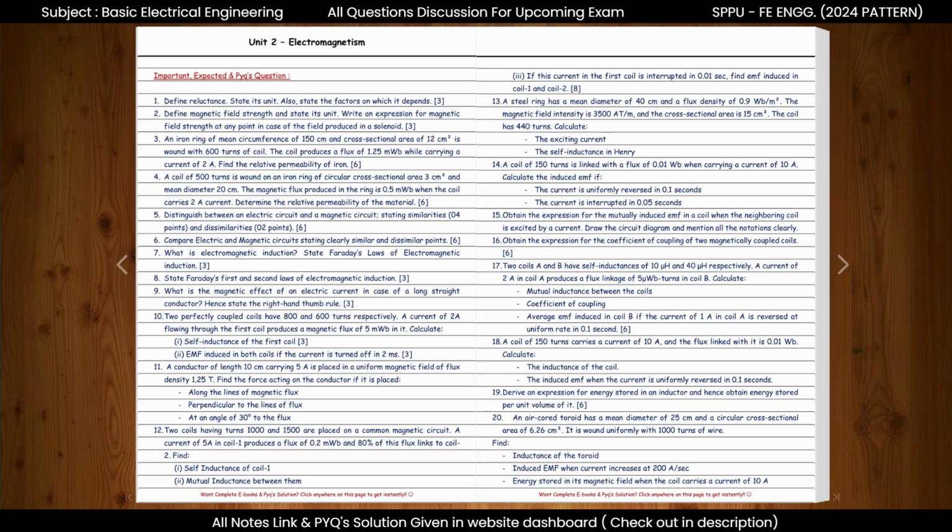Alright, let's move on to our next important topic, coefficient of coupling. From this topic, we can expect questions such as, obtain the expression for the coefficient of coupling of two magnetically coupled coils. The coefficient of coupling tells how much of the magnetic flux from one coil actually links with the other coil. It is the ratio of the actual linked flux to the maximum possible flux.